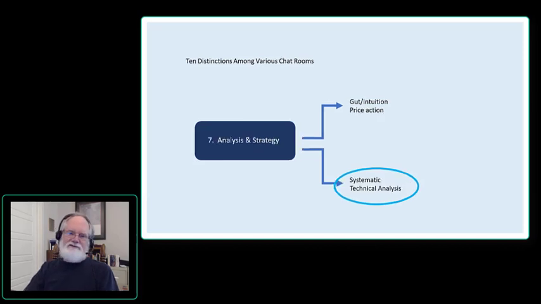Number 7 is analysis and strategy. I do a very systematic technical analysis. I don't chase stocks that are running up. I wait for the stock to come back to an appropriate level of risk analysis, and then I post a trade alert at that point when I see them.